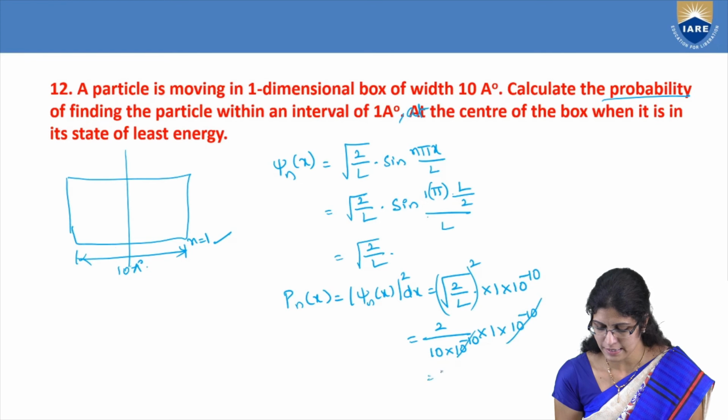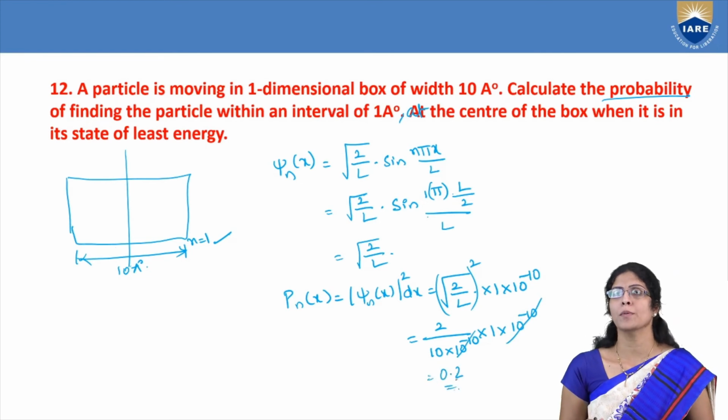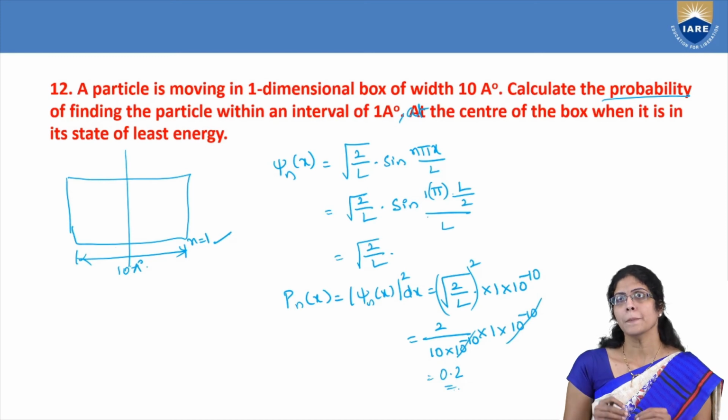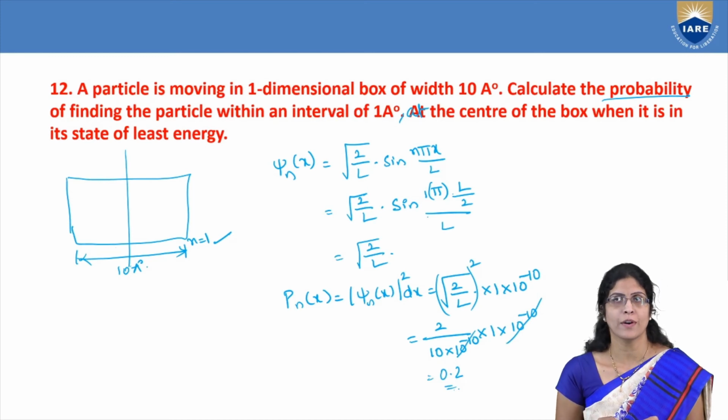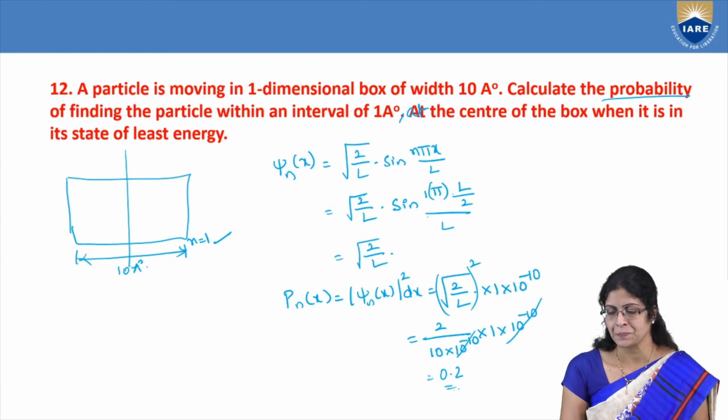So this and this get cancelled, and you result in 0.2. So there is 0.2 times the probability of finding the particle within an interval of 1 angstrom at the center of the box when it is in the least energy state. Okay, this is how you have to conclude.